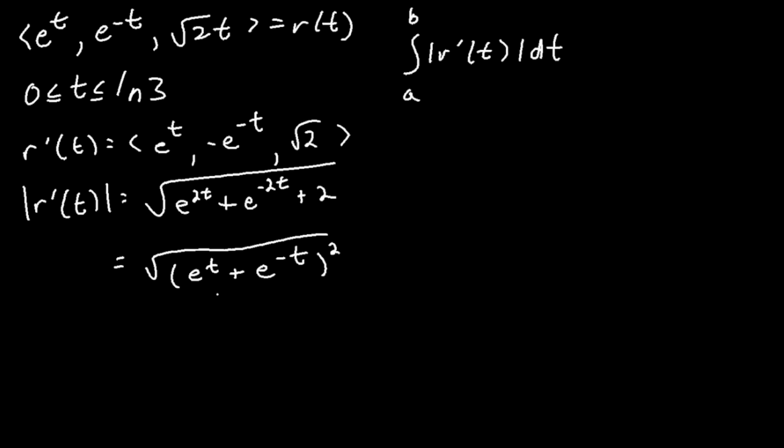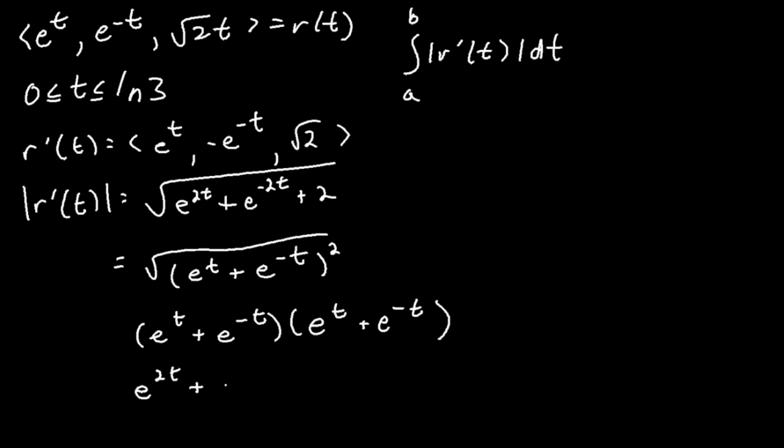Why? Well, you can use FOIL on this because we're squaring this function. Let's use FOIL. You get e to the power of 2t. Let me show you how this works. If you square anything, you just multiply it by itself. If you use FOIL here, you get e to the power of 2t because these two are multiplied, and then plus e to the power of t times e to the power of negative t.